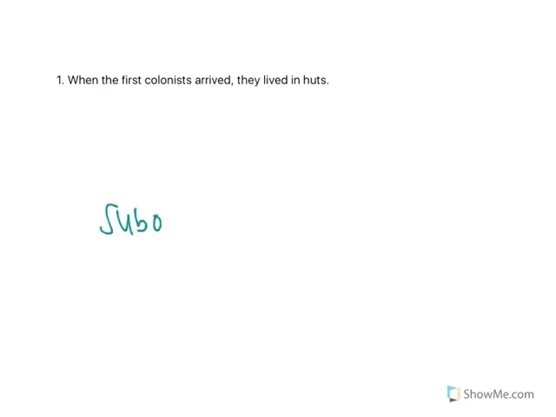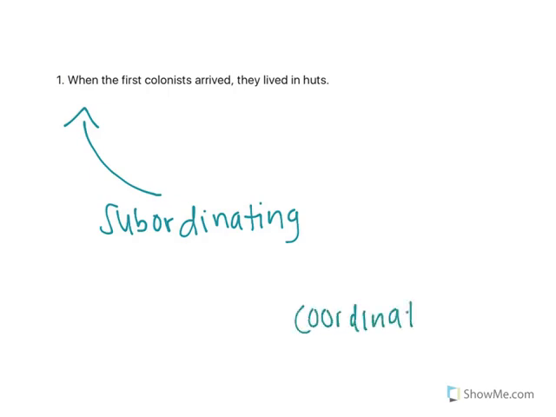So, a subordinating conjunction is the type of conjunction that introduces a dependent clause. So, when is introducing the dependent clause of when the first colonists arrived. On the other hand, we've been looking at coordinating conjunctions, which are normally seen in our compound sentences. So this first word, when, is going to be a conjunction. That's because it's going to be joining this dependent clause with the independent clause.